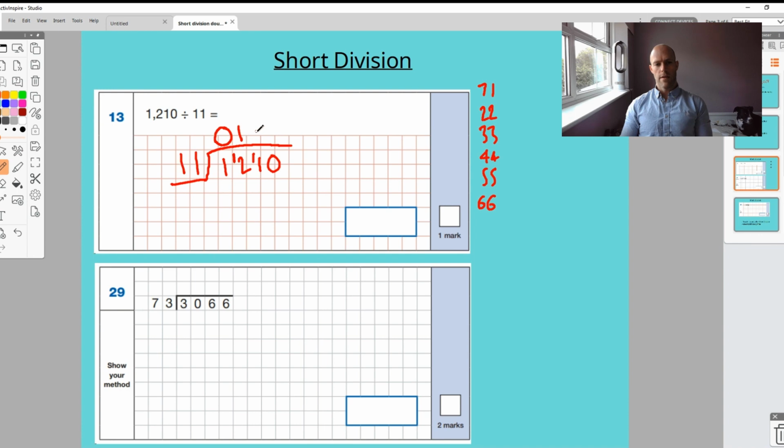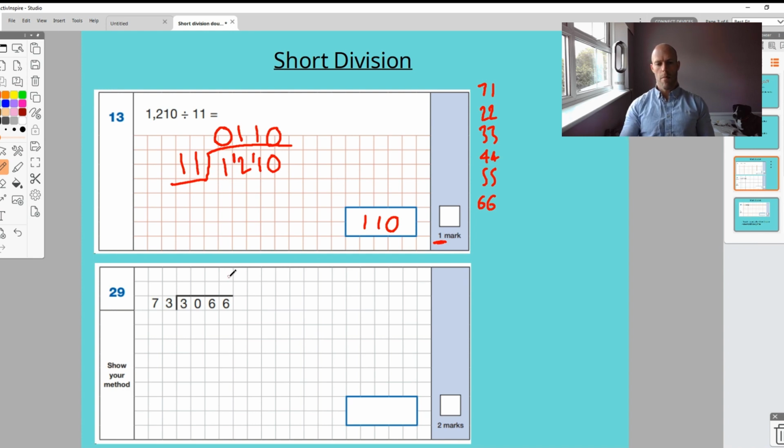How many times can I fit 11 into 11? Once, and a 0 at the end. And my answer there is 110. It doesn't matter if you put 110 or 0110, it's still going to get the mark. That one is a single mark, which I think is possibly a little bit harsh because you've still had to do a toolkit and it's still a double-digit divisor as well.